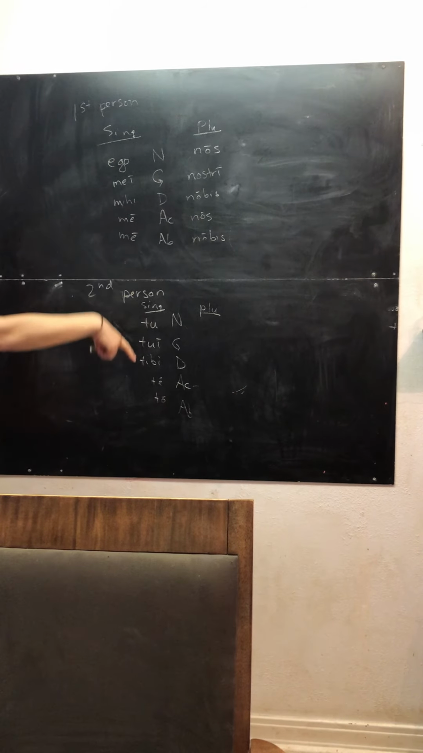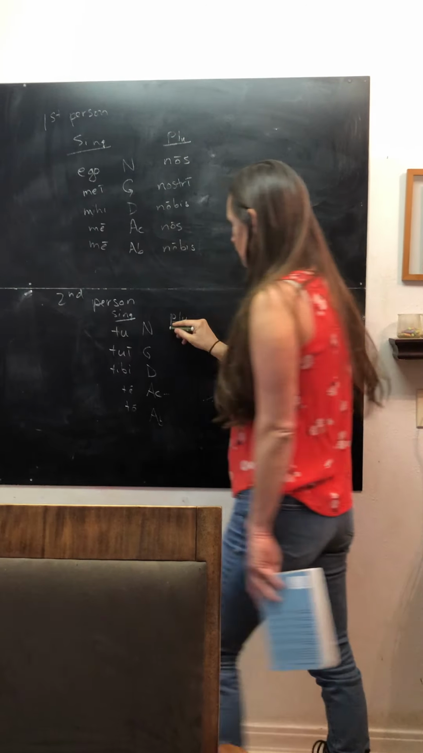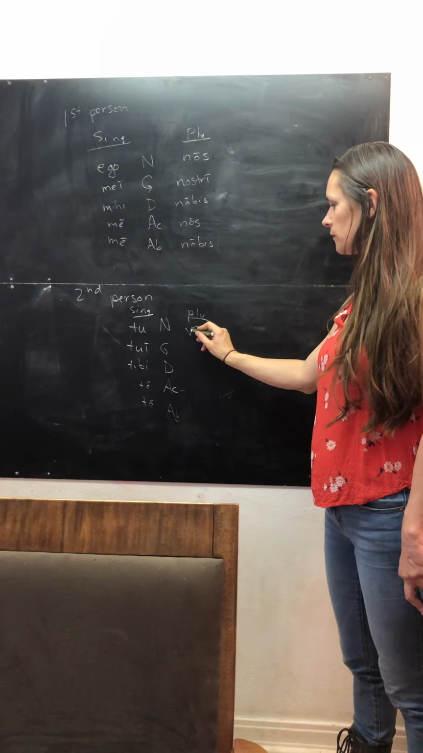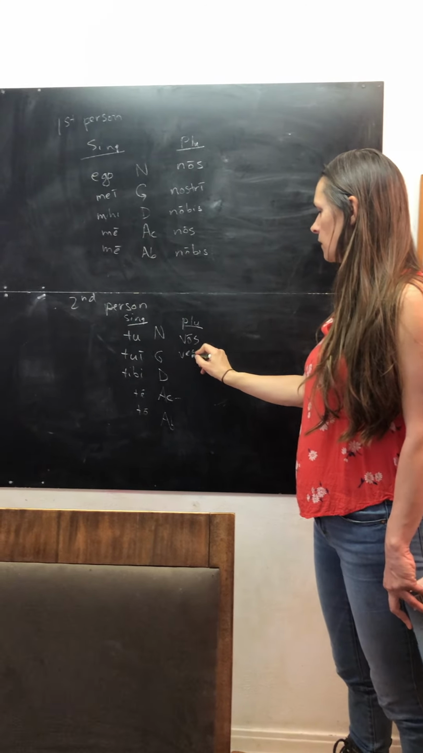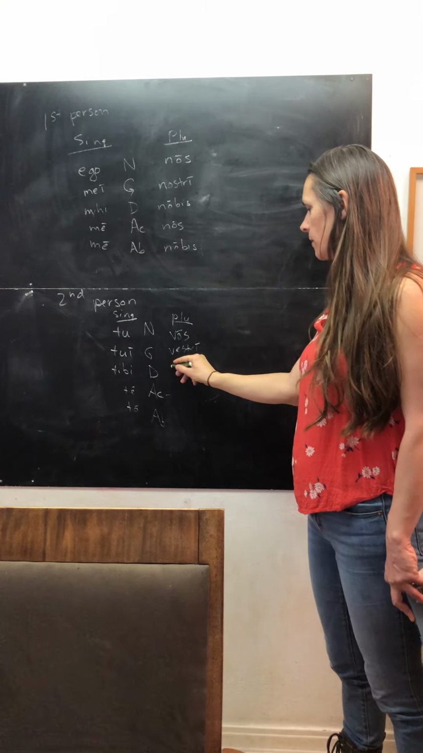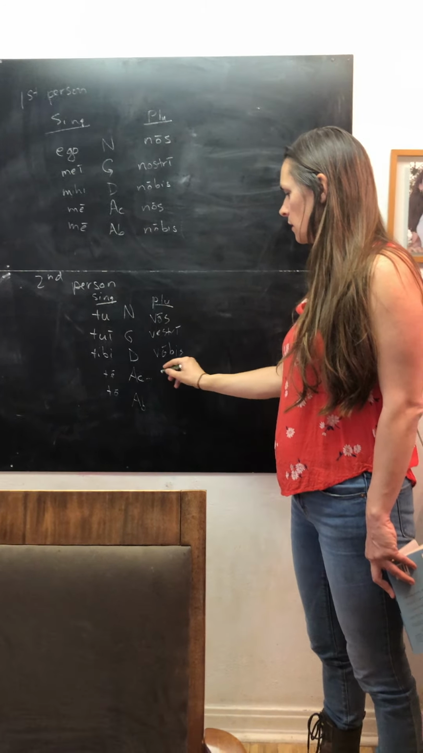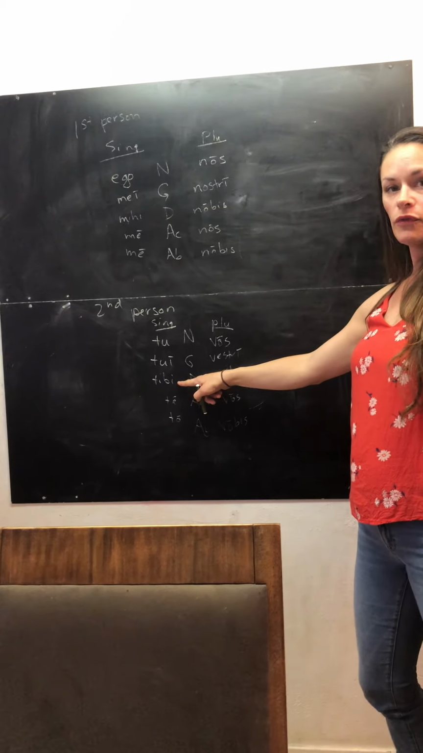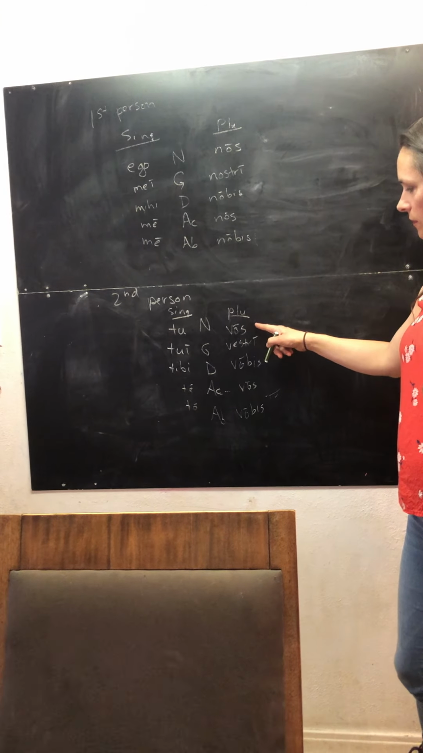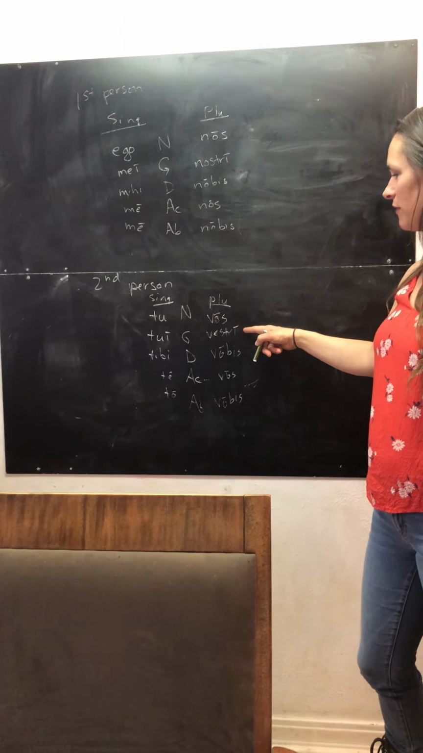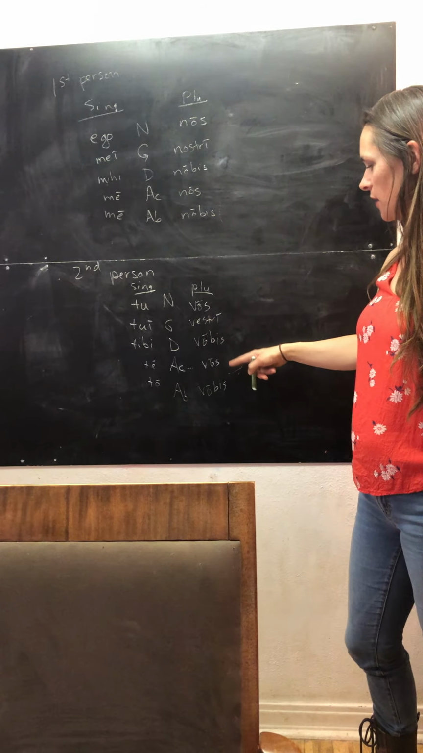Now, instead of nos, for the second person, it's vos, just like in Spanish. In Spanish, it's vosotros. In Latin, it's vos, vestri, and then vobis, vos, vobis. Once you memorize the first person, the second person is a lot easier to memorize. So this is you, of you, to or for you, and you. This is y'all, if you're in the south. If you're in the north, you write you plural. Of y'all, to or for y'all, and y'all.